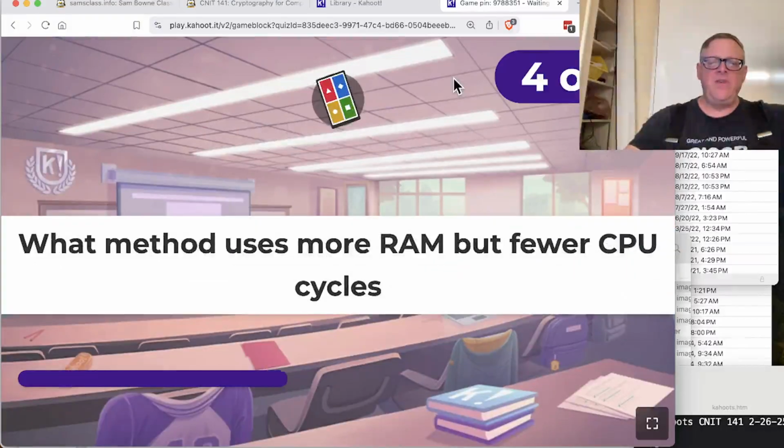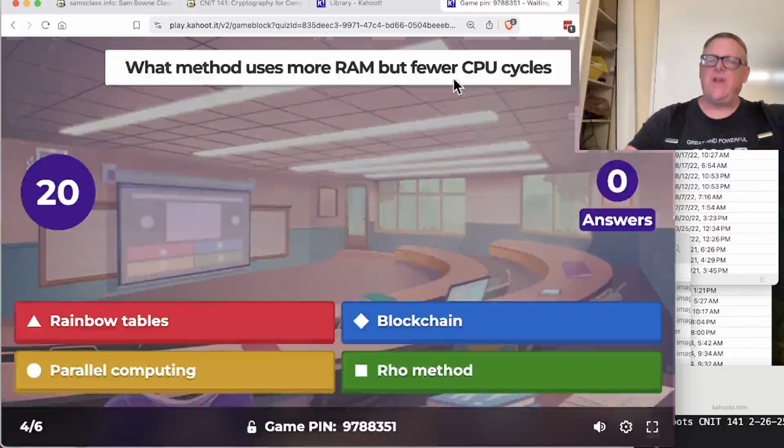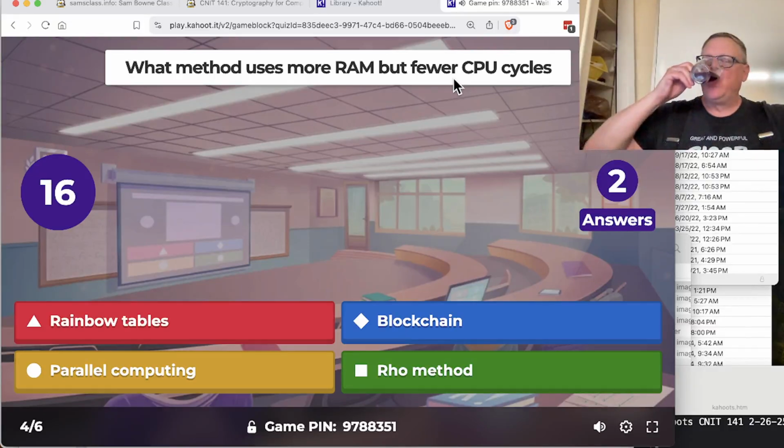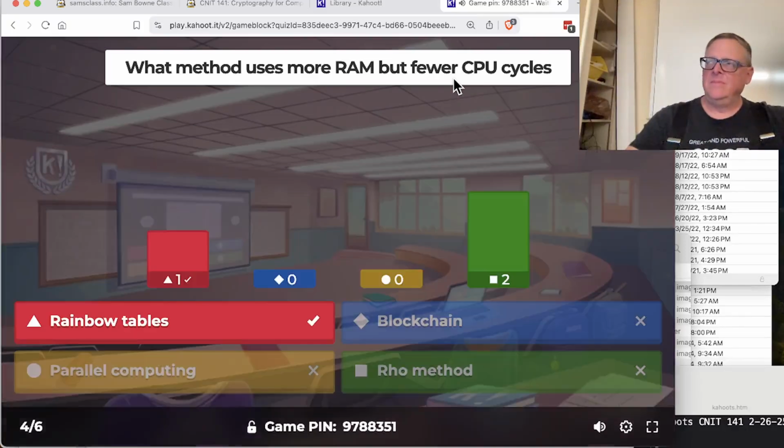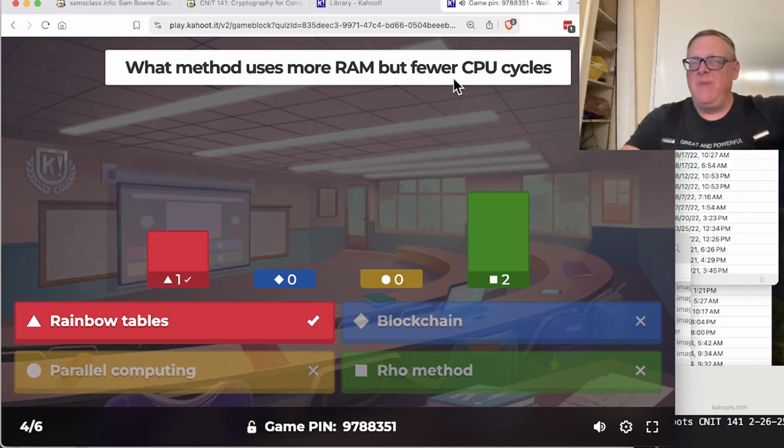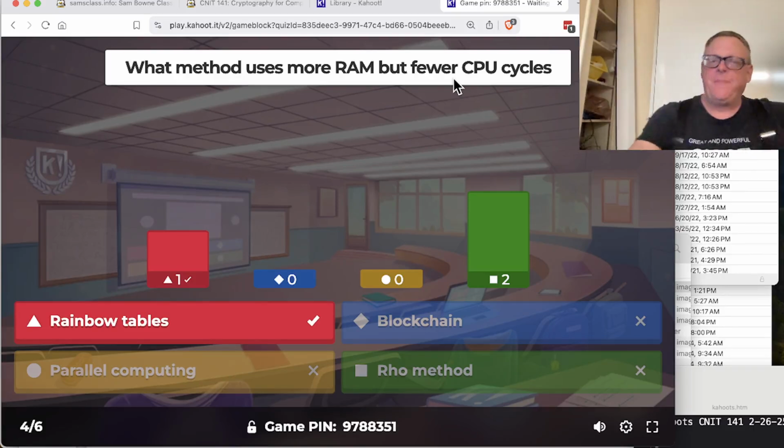All right, so which method uses more RAM but fewer CPU cycles? This is what rainbow tables do. What rainbow tables do is pre-calculate some of the calculation and put them in memory so you can just look them up instead of calculating them. So it makes your CPU processing faster, but uses up more RAM.